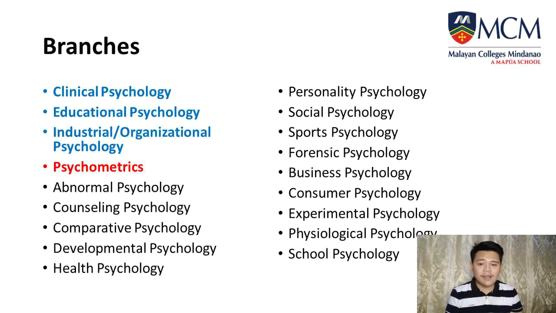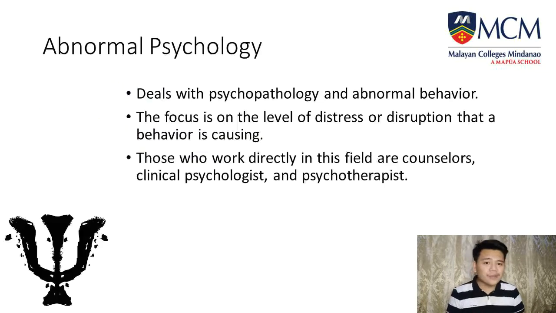For the branches of psychology, we have here clinical psychology, educational psychology, industrial psychology, psychometrics, abnormal, counseling, comparative, developmental, health, personality, social, sports, forensic, business, consumer, experimental, physiological, and school psychology. So now you already know that we have a wide range of branches and scope for psychology as a study. Now, let's proceed with abnormal psychology.